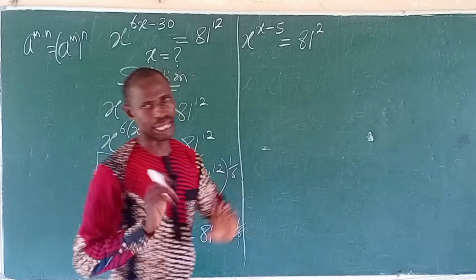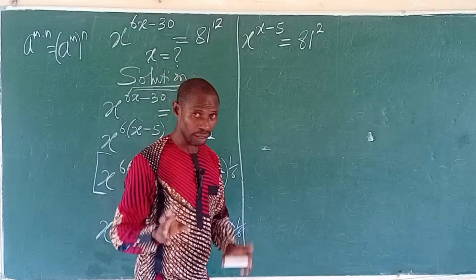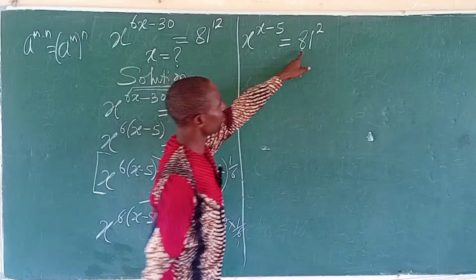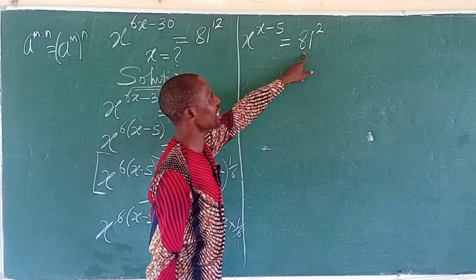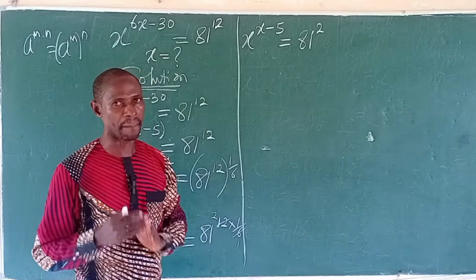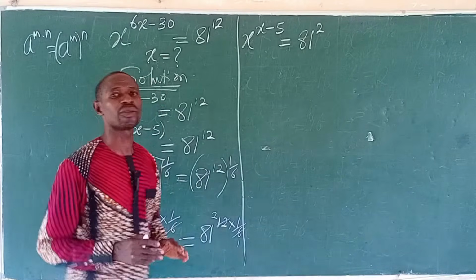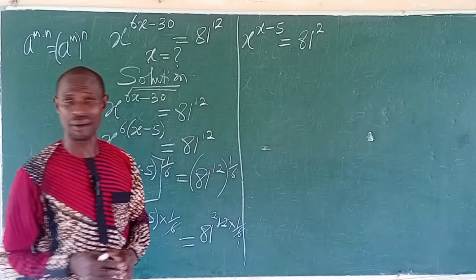But look at the trick we want to use here now. It's a simple one, it's a logic though. We just have to think of expressing 81 to the smallest or lowest base. So if we pick 2, there is no number we are going to raise 2 to give us our 81.